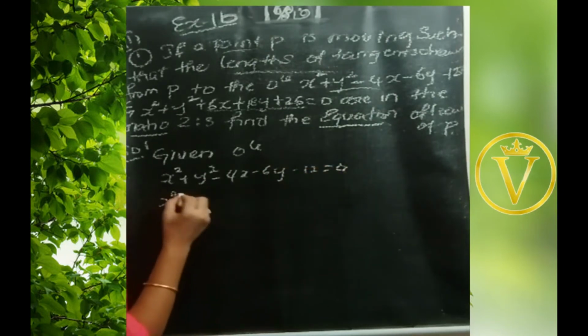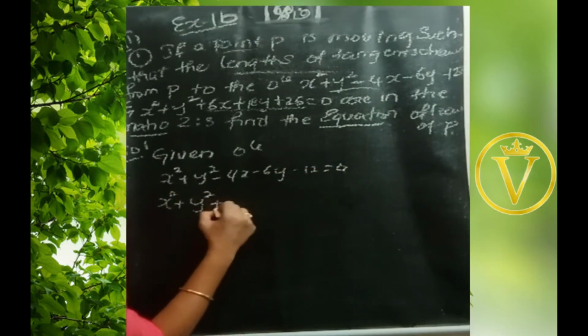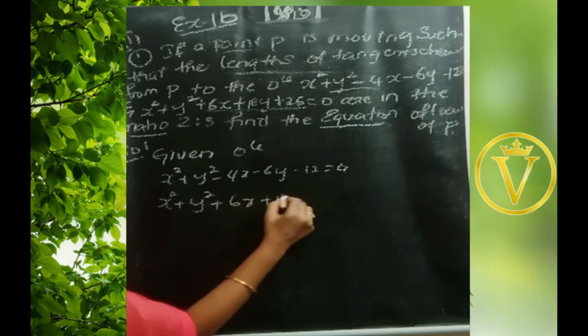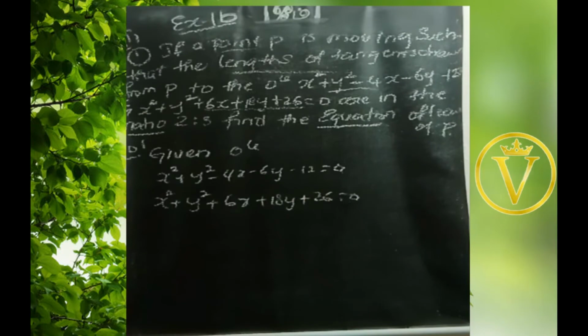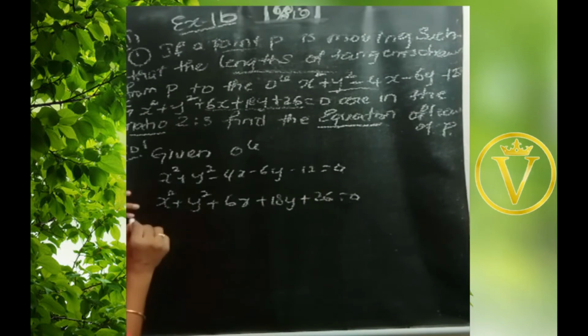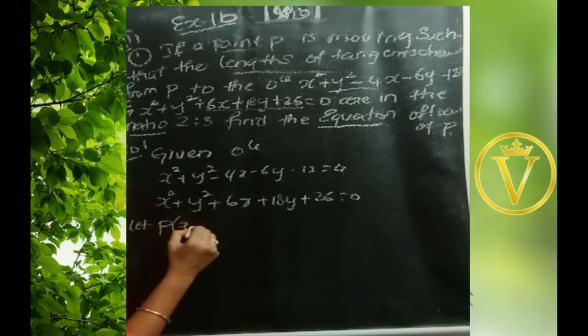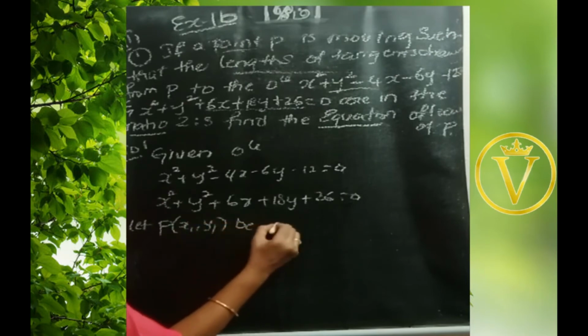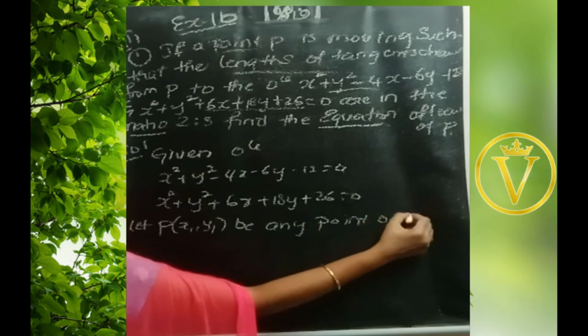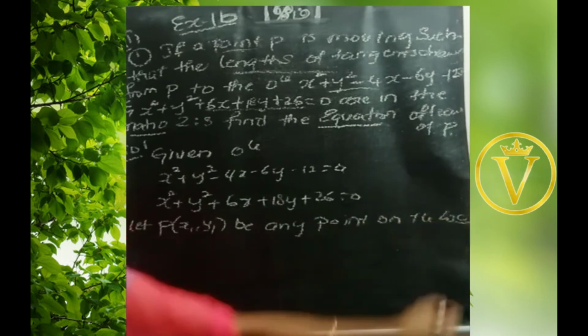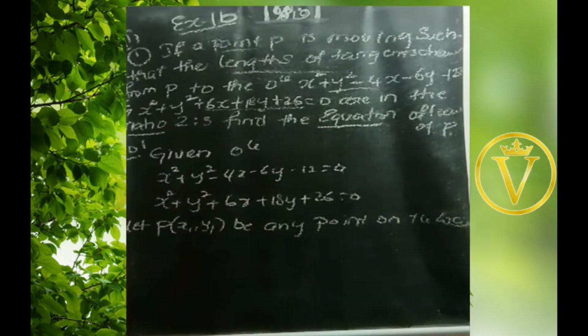This is the first circle, and the second circle is x² + y² + 6x + 18y + 26 = 0. Here they didn't give the point, so let the point be P(x1, y1). We have to find the equation of the point on the locus. Locus is one of the chapters we'll discuss later.